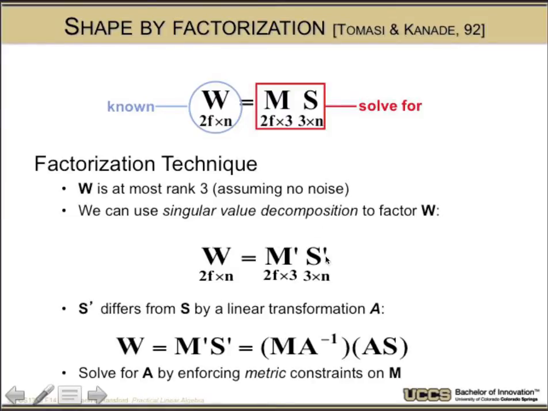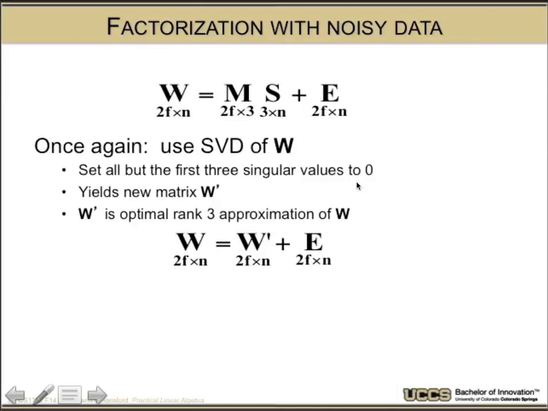So if we think about the singular value decomposition, S is related to the right singular vectors, M is related to the left singular vectors, and what we really need to do is solve for A. We're going to introduce this little A in the middle, and solve for A by enforcing metric constraints, and this will actually give us a way of looking at what would be our singular value decomposition. So through the SVD, we can now try and solve this problem.